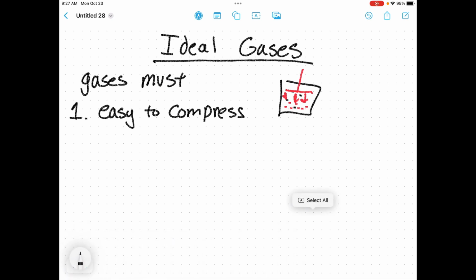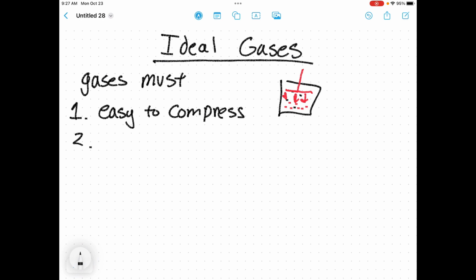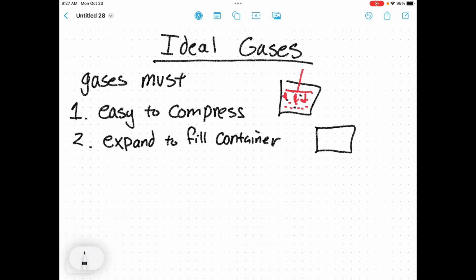A second big property that they need to be able to do is they have to expand to fill their container. So again, if I have that container and I have the gas molecules inside, if I were to make a bigger container, then those gas molecules should spread out to fill up that volume. So that's going to be your second property.